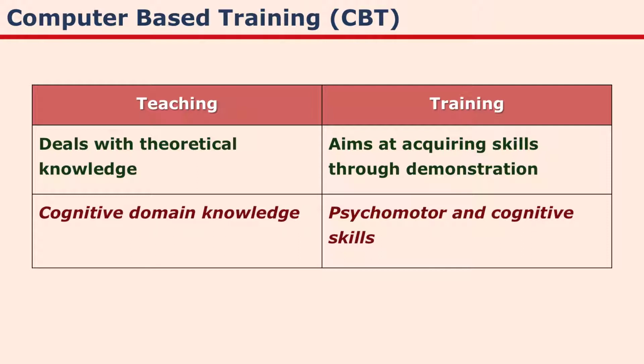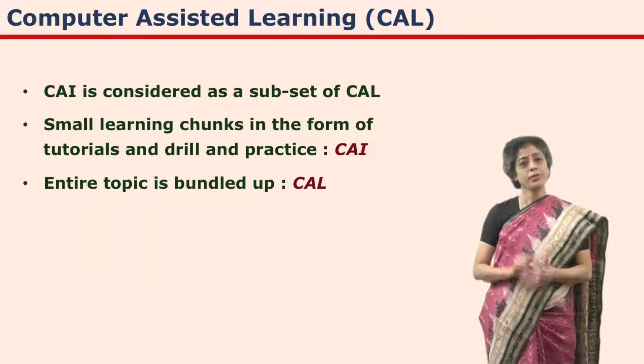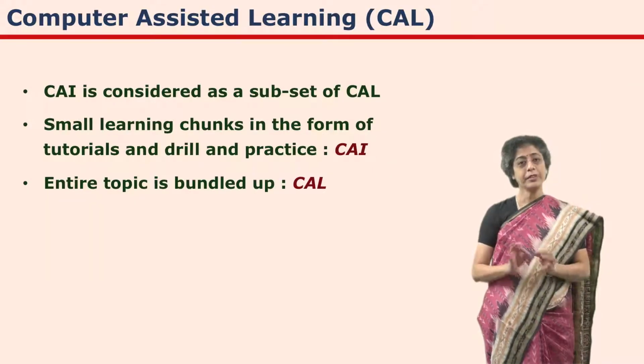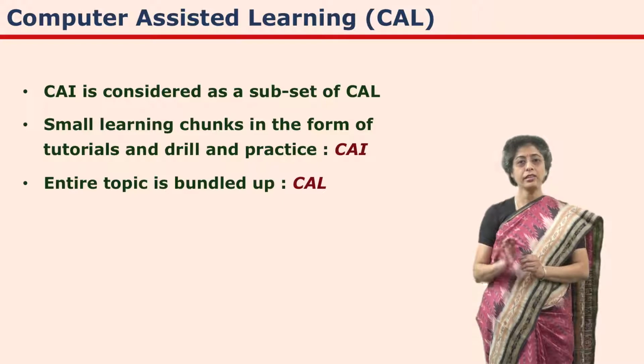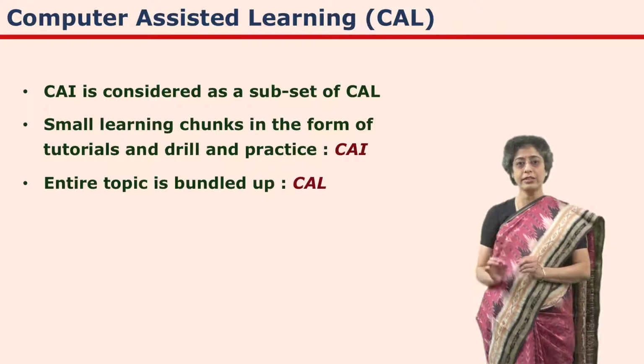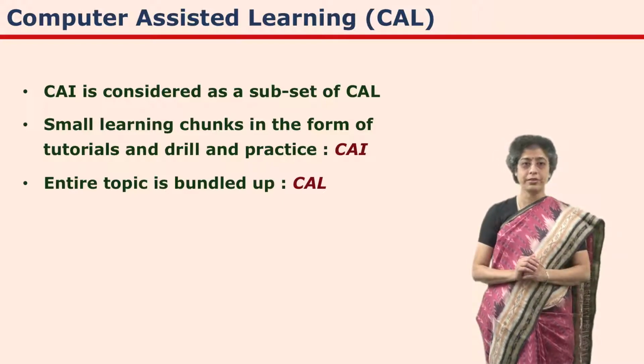Skill is divided into various sub-skills and the entire task performance is achieved. The package which takes care of such skills, acquiring of skills is managed, then we use the term computer based training packages, that is CBT. So what is CAL? Computer assisted learning. The term CAI, that is computer assisted instruction, and term CAL, that is computer assisted learning, are used as synonyms.